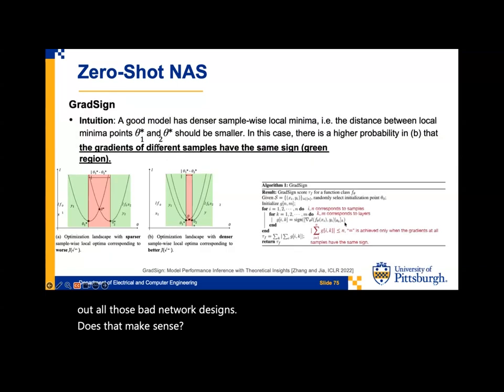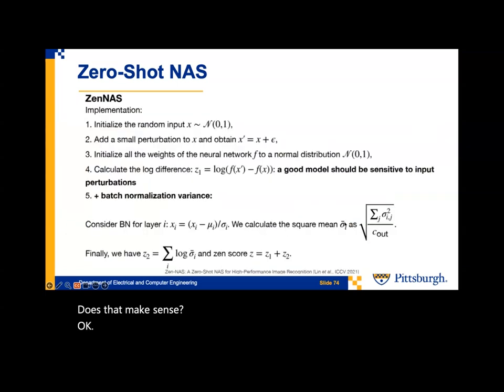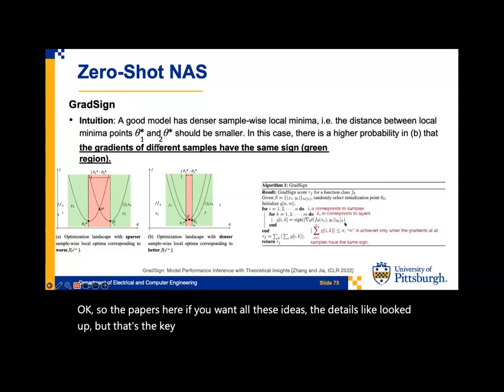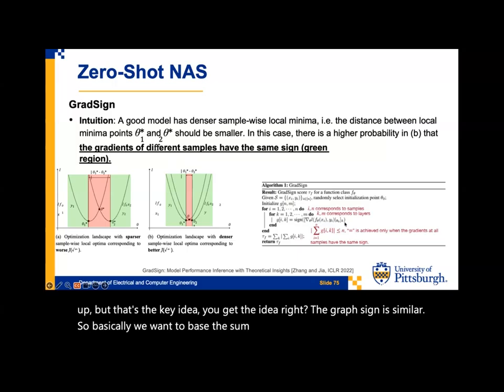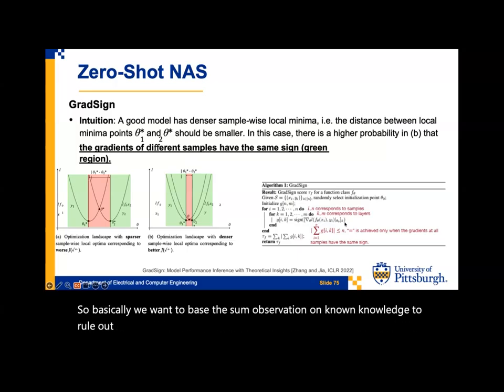Okay, so the paper is here. If you want all these ideas and the details, look it up, but that's the key idea. You get the idea, right? The graph sign is similar. So basically, we want to base some observation or known knowledge to rule out all those bad architecture designs.